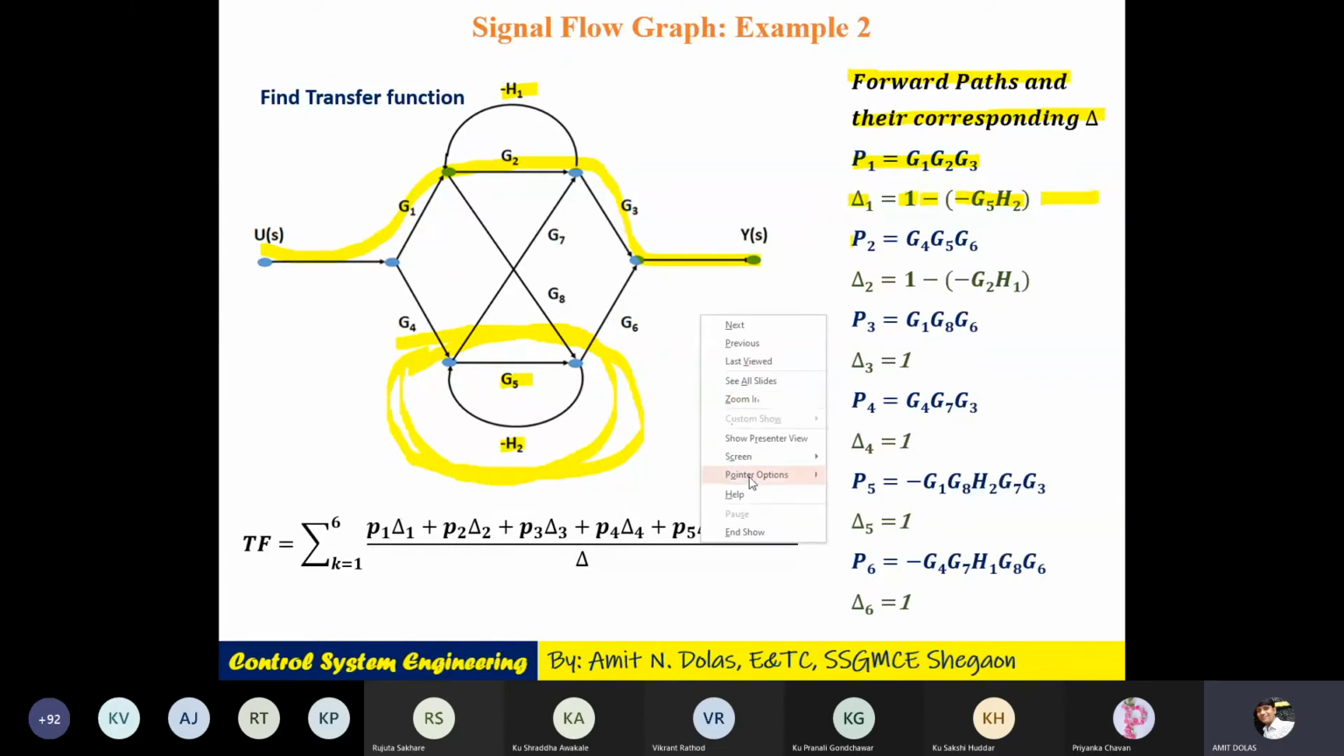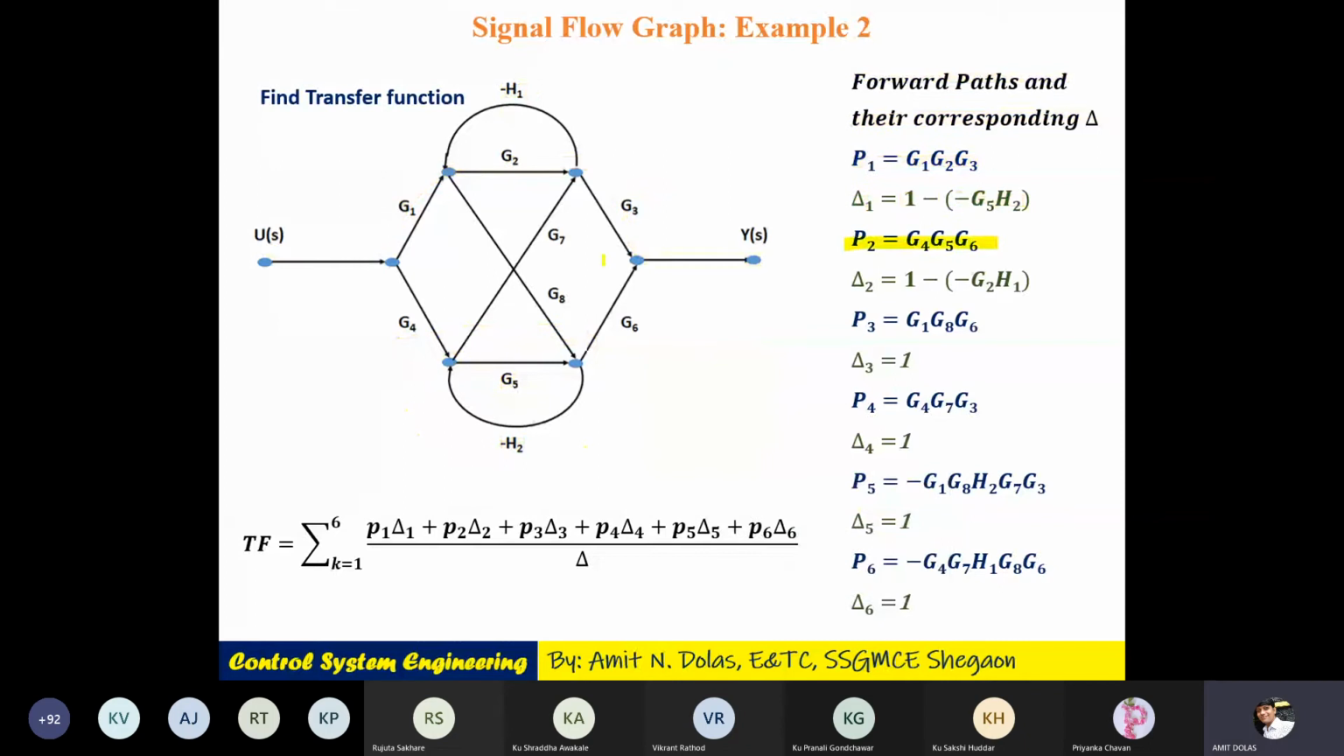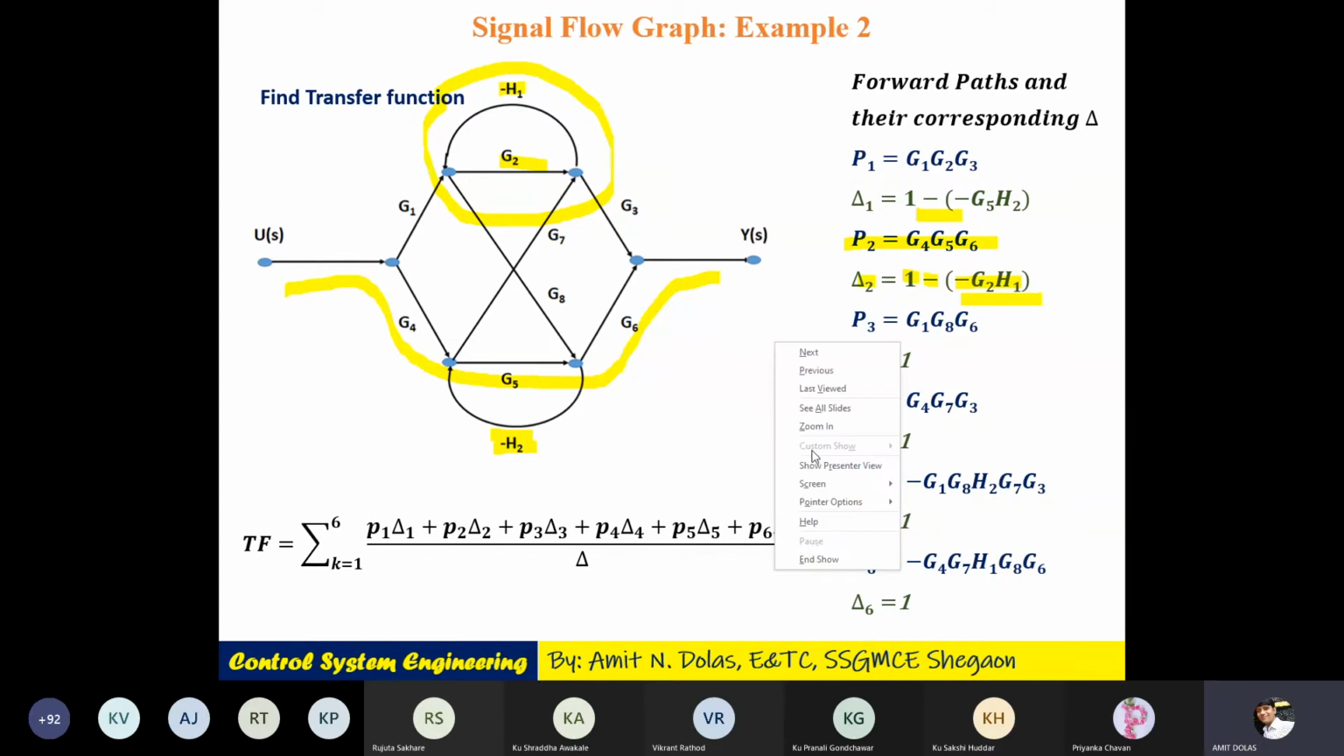Then for P2. P2 is G4 G5 G6, and L2 is touching it, and L3, the figure-8 shape, is also touching. There is only one loop which is not touching this forward path. For that we'll write delta 2. Delta 2 will be 1 minus the loop expression, that is minus H1 G2. Taking the minus sign inside to make it plus can be done later; for now keeping it like this is also fine. You may do it. Then path 3, we have to look at all the paths.